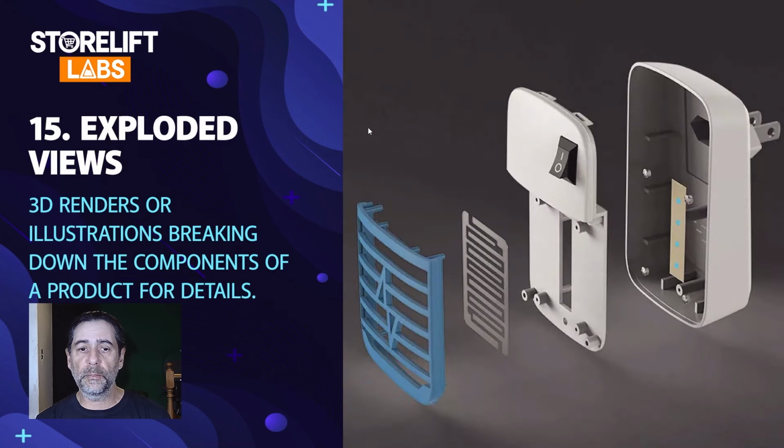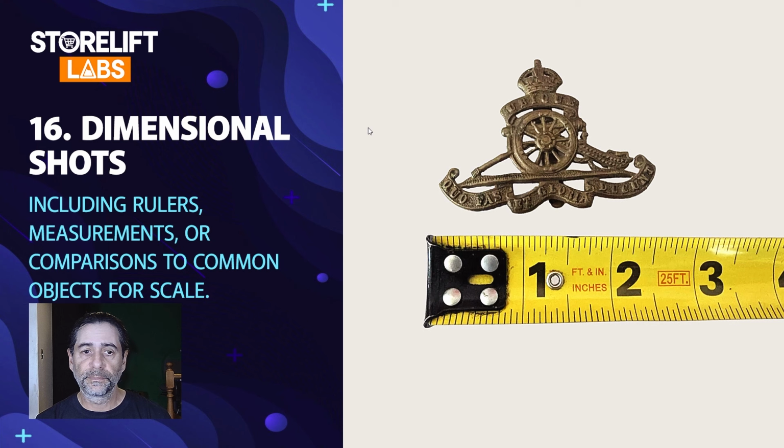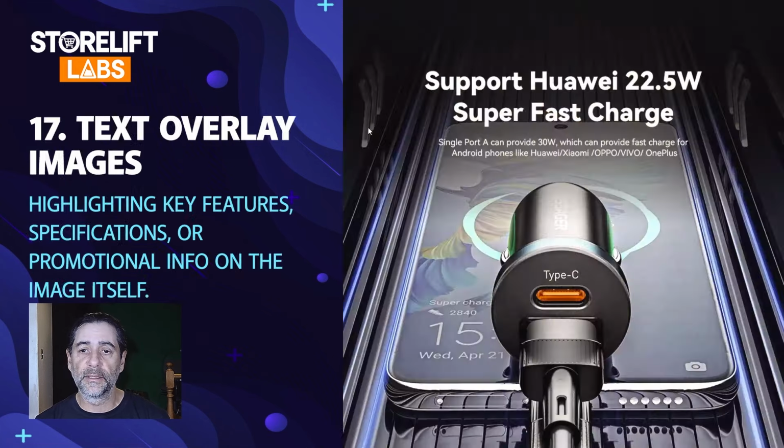Exploded views help people to see all the components that comprise your product so that they can understand it very quickly at a glance. Dimensional shots help people to understand how large your product is in real life. So here we've got a comparison to a ruler, so people understand this is a 2.5 inch item. And it's really important because just to look at the photo of this item, you wouldn't know if it's 2.5 inches or 6 inches or whatever.